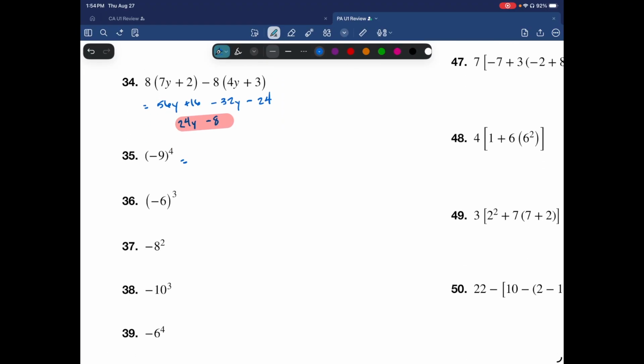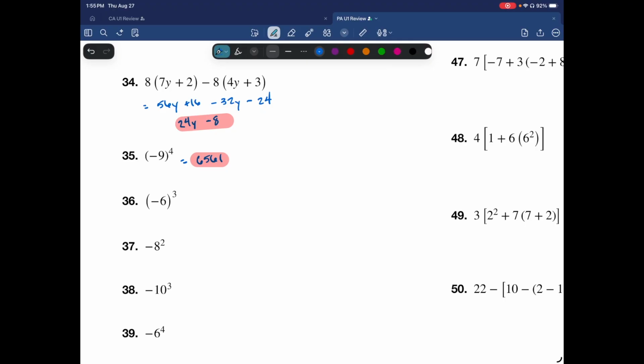So on 35, 9 to the 4th. That's a big number, but the most important part here, because your calculator will handle that number, 9 to the 4th, is that you're raising that negative, because it's inside the parentheses, to an even exponent. So that's going to be a positive 6561. All right. You want to make sure you get your signs right on these.